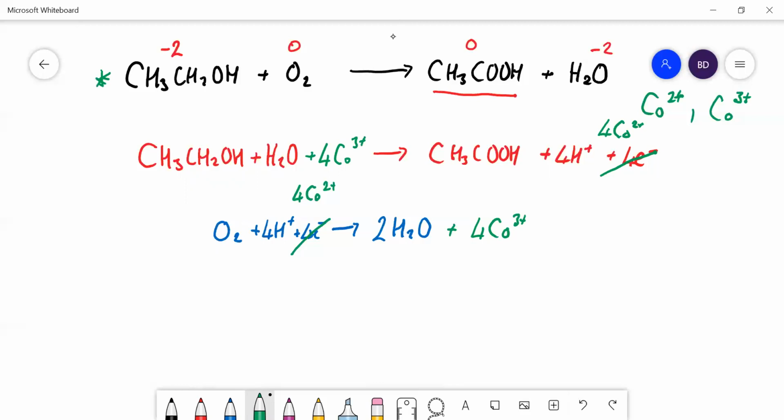So exactly the same procedure as last time. Write 2 half equations, get rid of the electrons by putting in the 2+ ions and the 3+ ions of cobalt or iron, whichever one is the catalyst, and you've done that.